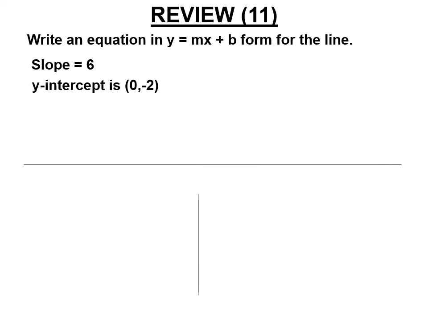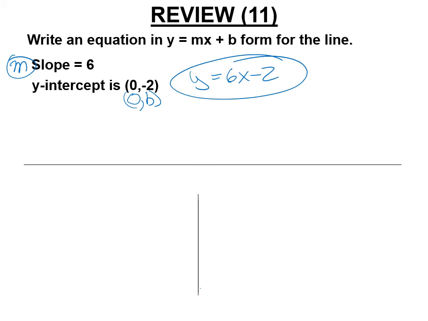Write an equation in y equals mx plus b form. So slope is m when we're in this form. The y-intercept is 0, comma b. So you write y equals 6x, and when it's negative, you write minus.